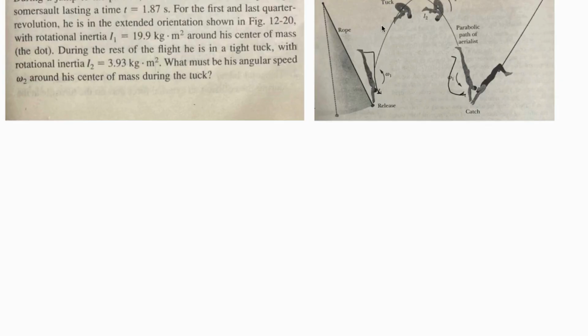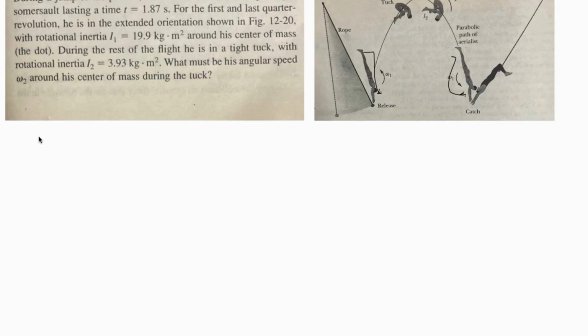The remaining time of flight, since he performs a quadruple somersault, he is in a tucked position. For the first and the last quarter he is in an extended position, and in the remaining time of flight he is in a tuck position. So our goal is to calculate this angular speed, which is omega 2, during the rest of the time of flight. Very easy question, nothing much great to think about.